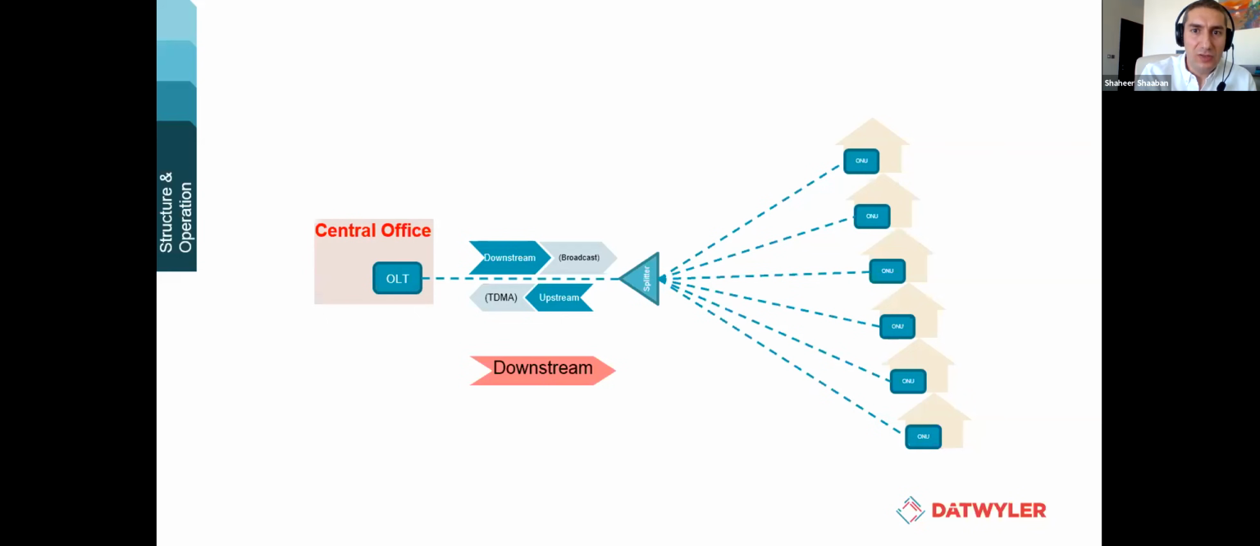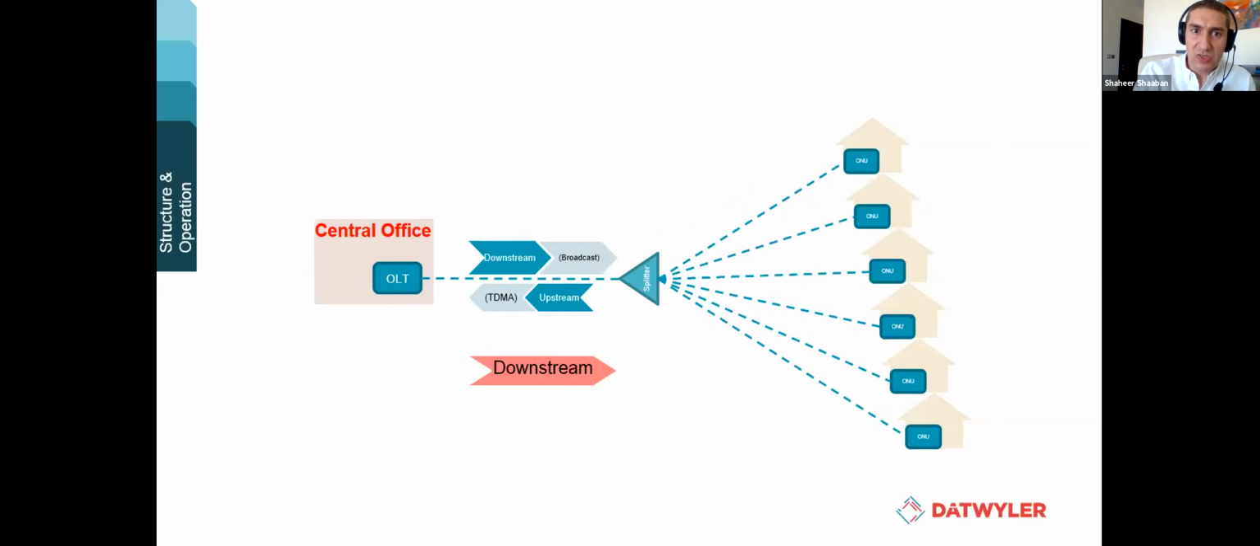Now going downstream, the OLT will broadcast the message or the packet. It will go to the splitter, and it will be broadcast to all ONUs. So for any ONU on a splitter, all ONUs will receive the same packet or data or information. However, there is a high level of coding that secures the message to be read only by one user.